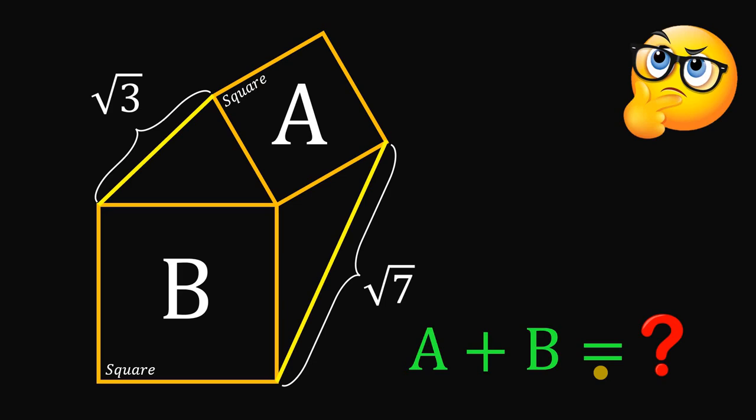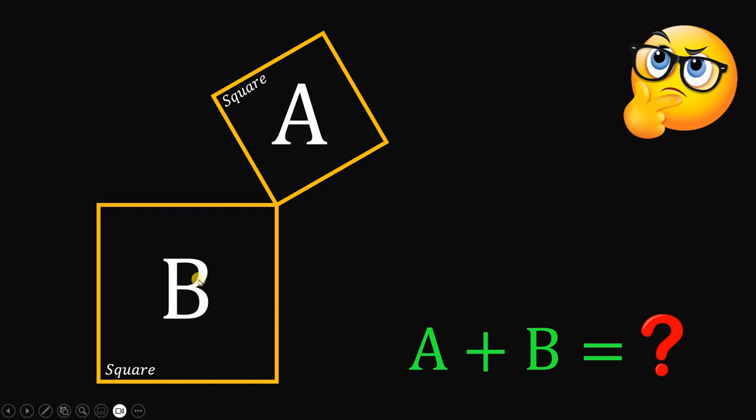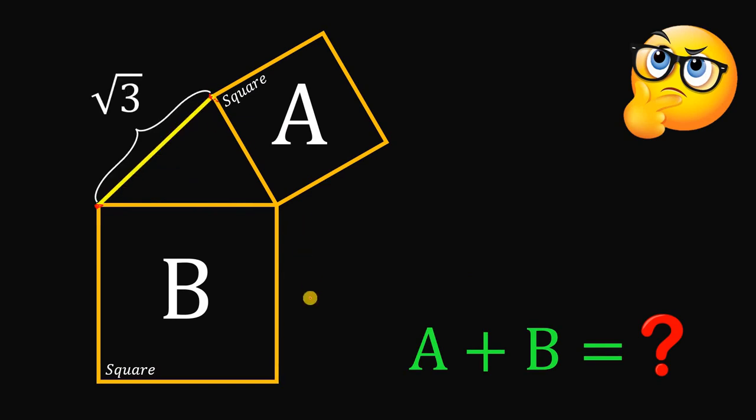Can you solve this geometry challenge? Here's the question. Given these two squares having an area of A and B, if we connect this vertex to this vertex, it measures square root of 3.